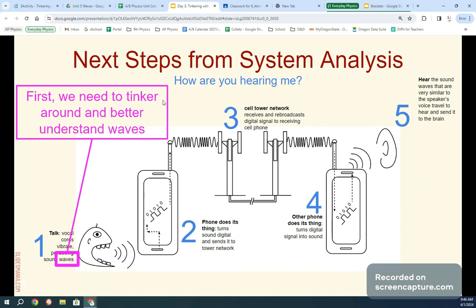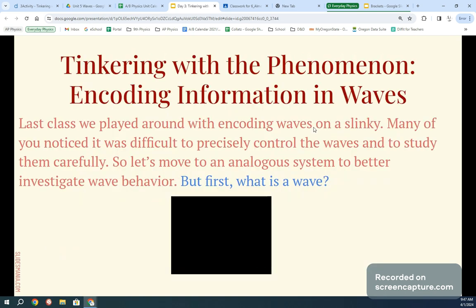So again, we're still thinking about our analysis of what the situation is and what we're trying to deal with. And we realized that in talking into the phone, there's waves that are happening, sound waves. And so we need to know a little bit more about waves. The phone also sends its signal to the cell tower in waves and receives a signal in waves and produces waves. So obviously there's a lot that we need to figure out with regard to waves.